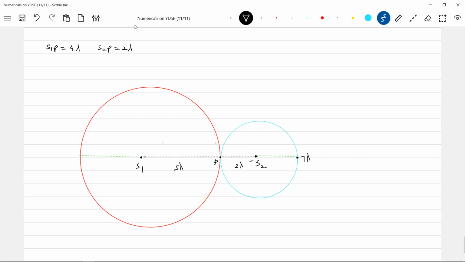Now, similarly, let's take the opposite point. How much path will ray 1 cover to reach here? 5 lambda. What about this one? It will cover 9 lambda. So shall we put here minus 7 lambda? I'll check the chat. Let's see. So 12 lambda, right? Why 12 lambda? Sir, from S2 to that point.